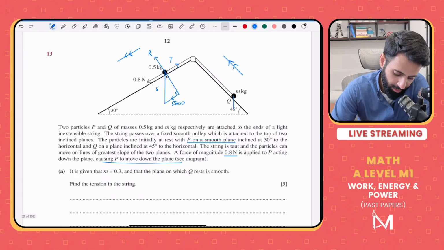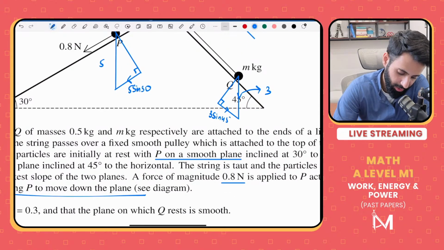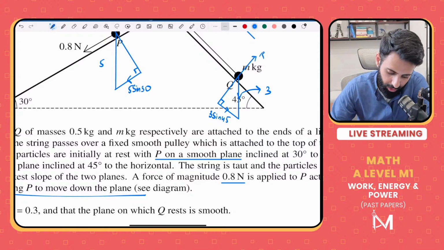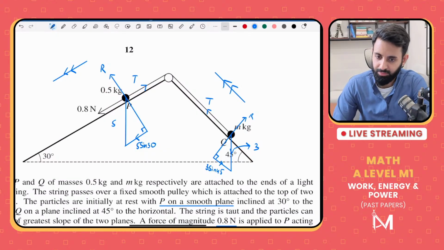Now let's talk about m. We're given m is 0.3, so that means this will be 3 newtons acting down the plane. This is a 90-degree angle. This will be 3 sine 45. And this is the normal reaction force, which we don't have to consider because it's smooth. And don't forget, tension is acting in this direction.